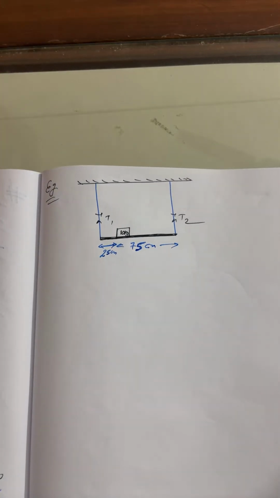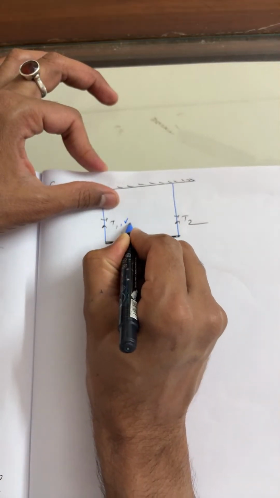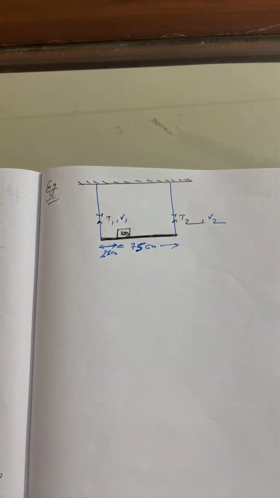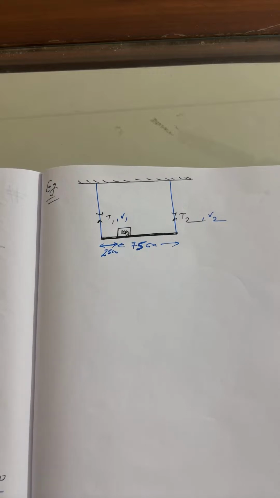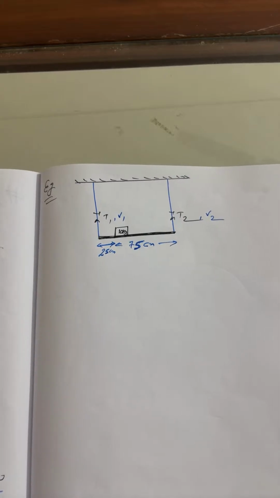Find T1, T2 and V1, V2. Find T1, V1, T2, V2. Do it, everyone.